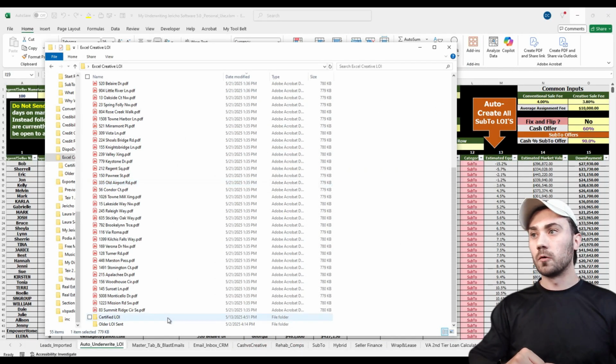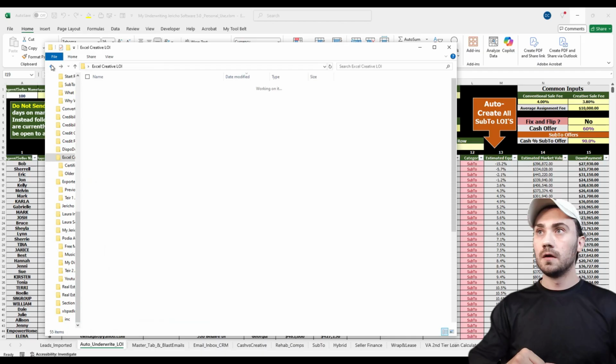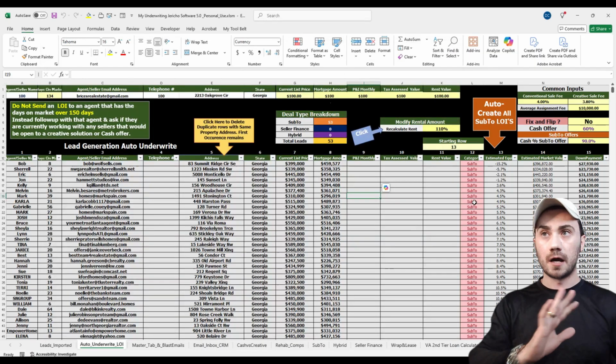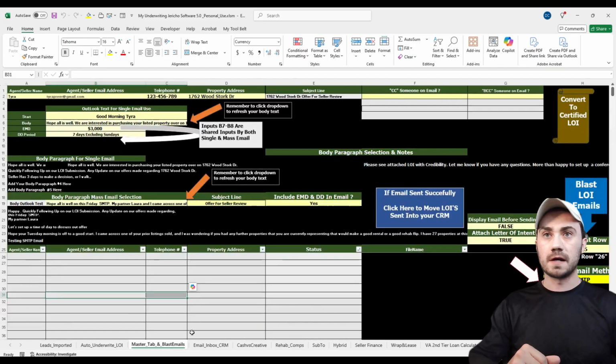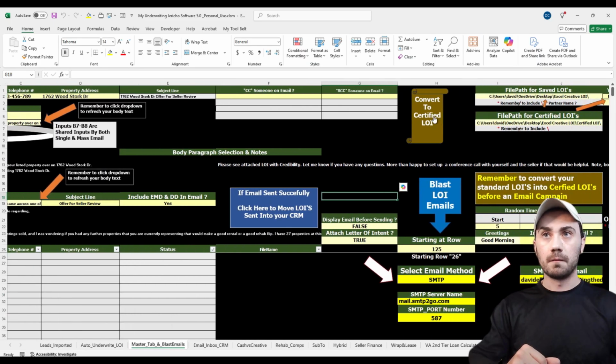What I'm going to do now is I'm going to certify these LOIs. So let's minimize this. The auto underwrite here for the subject to is finished. Let's go to the master tab in the blast emails. And now we're going to click on this macro here. It says convert to certified LOI.